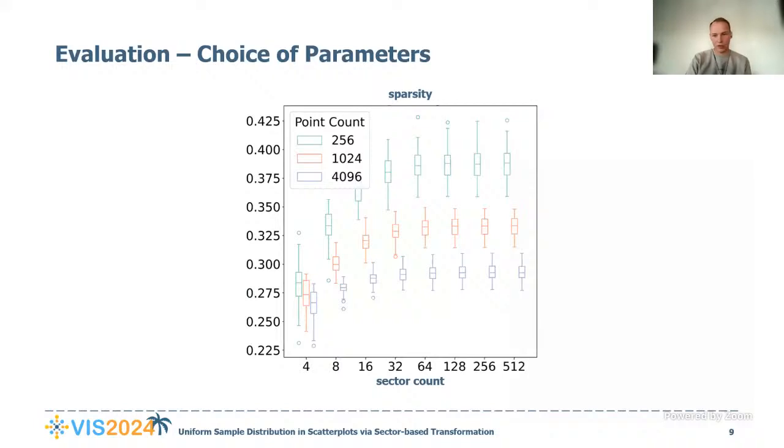Additionally, we wanted to investigate the choice of parameters. So we analyzed the effect of the number of sectors on the sparsity. Interestingly, we saw that increasing the number of sectors is more effective the fewer points we have in our scatter plot. This makes intuitive sense, since a higher number of sectors increases the angular resolution. And when there aren't many points in the scatter plot, it is especially important to be able to tell exactly where they lie relative to each other.